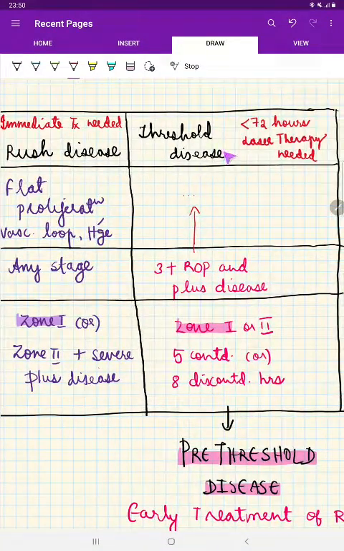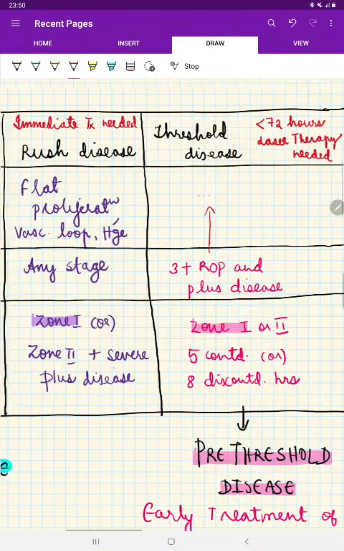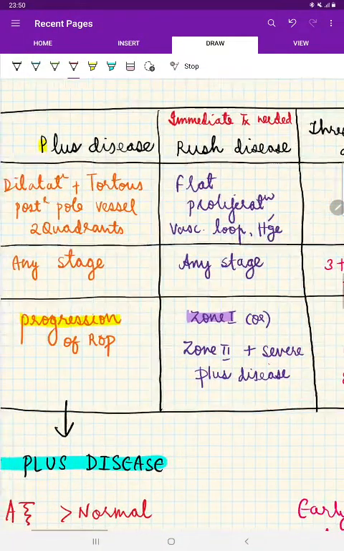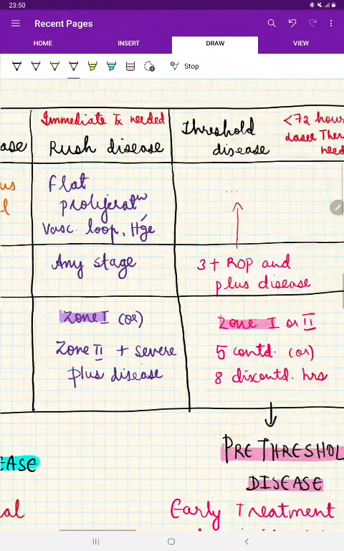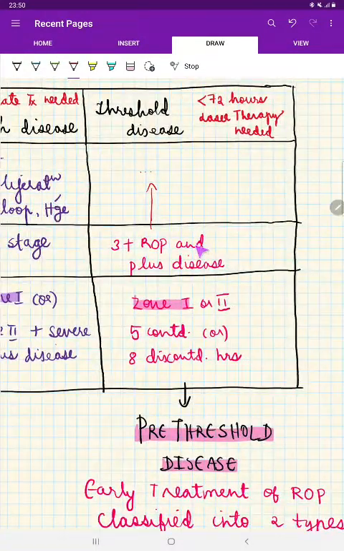Next is threshold disease. Threshold disease means 3 plus stage of ROP. Okay, what is the 3 plus stage? Yes, line, ridge, and fibrovascular proliferation. It means fibrovascular proliferation with plus disease. Plus disease is dilatation and tortuosity seen in the 2 quadrants of the retina, posterior pole. This is happening in zone 1 or zone 2. No, zone 1 means immediate, severe disease. Yes, so it is happening in zone 1 and zone 2, but it is 5 continuous clock hours or 8 discontinuous clock hours. Then it is called a threshold disease.